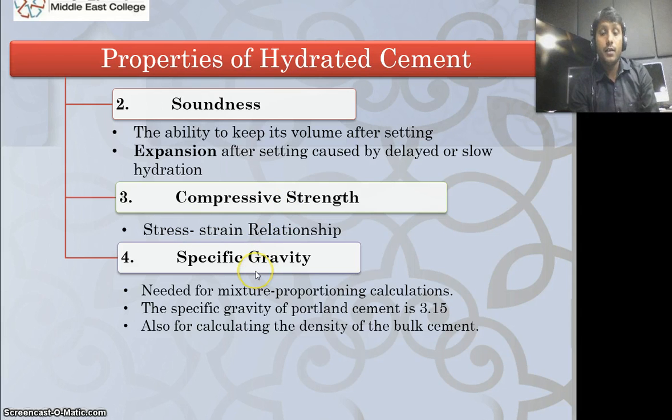So specific gravity, as we discussed about specific gravity, it is needed for mixture proportioning calculations when we are mixing different materials with cement and all. The specific gravity of Portland cement is generally considered as 3.15, and it is also used for calculating the density of the bulk cement. When you want to calculate the density of the bulk cement, then the specific gravity will be useful.